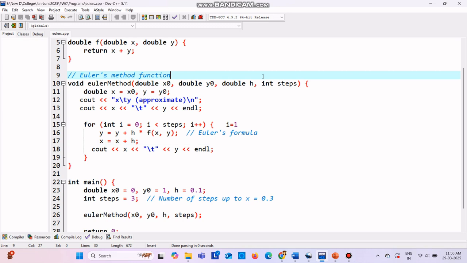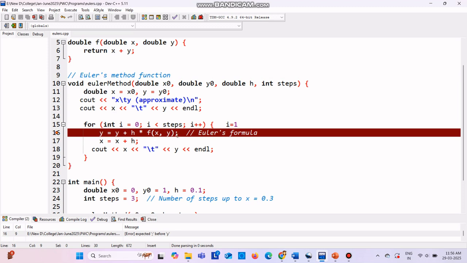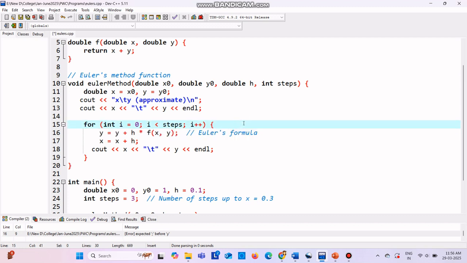So let's run this program. We will first save it and then go to execute, compile and run. Here we are getting some error. I wrote something to explain, and that's why the error is coming. Let me remove it.